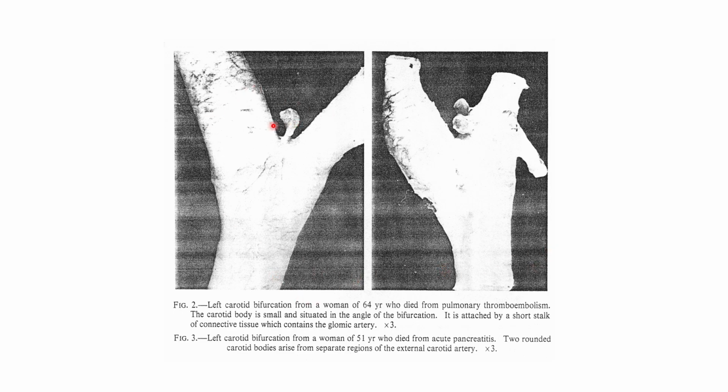This is another real view of the carotid bodies. Here is the carotid sinus and the internal carotid artery at the beginning.